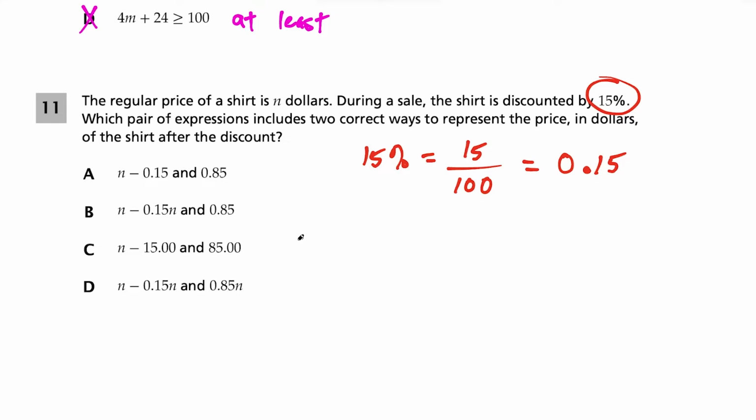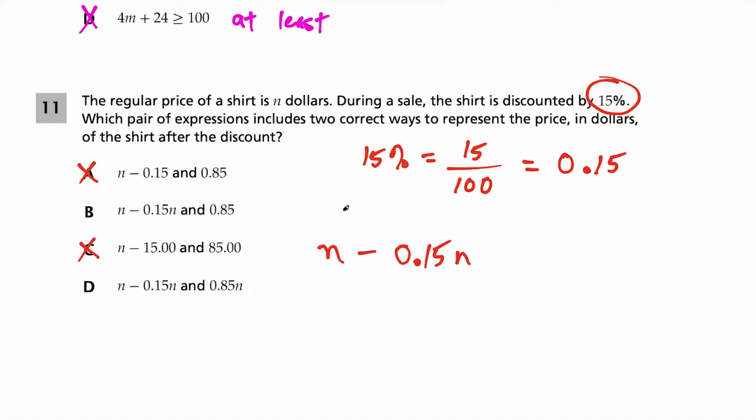So from here, let's think about this. The price of the shirt is N dollars. So if we want to take 15% off, then what we do is we subtract 15% of the original price. So I'm going to take 0.15 and multiply it by the original price of the shirt, and then subtract that from the original price of the shirt. And this is going to give us the discounted price. So we're looking for n minus 0.15n, and that narrows it down to two answer choices. So it's either B or D.